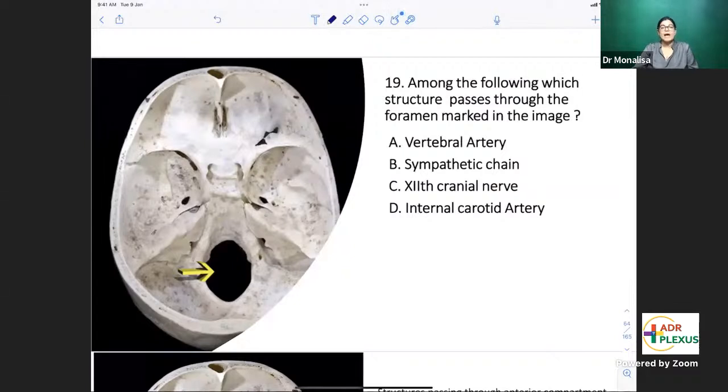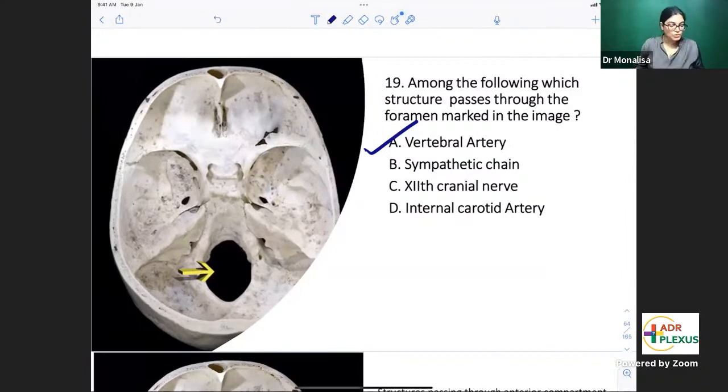Now, among the following, which structure passes through the foramen marked in the image? You can see the arrow marked foramen. You have to identify that foramen, an easy one, and tell me which of the following structures is traversing through it. Okay, this is foramen magnum and the structure traversing is A. Vertebral artery is absolutely correct.